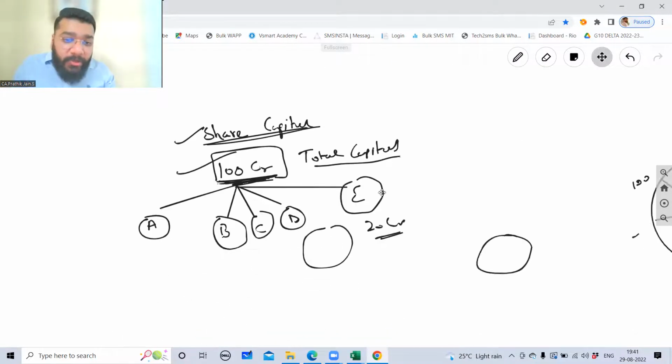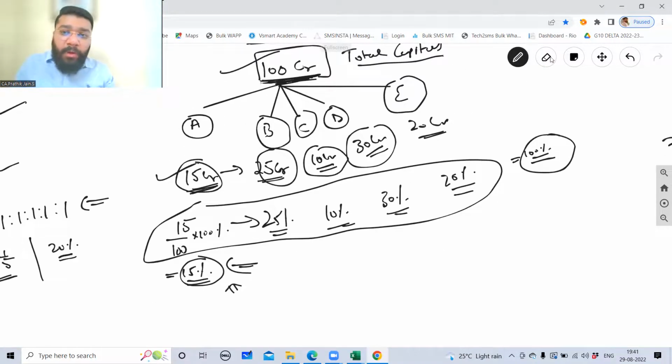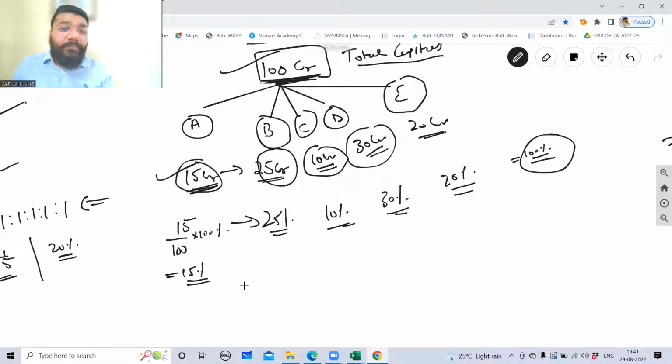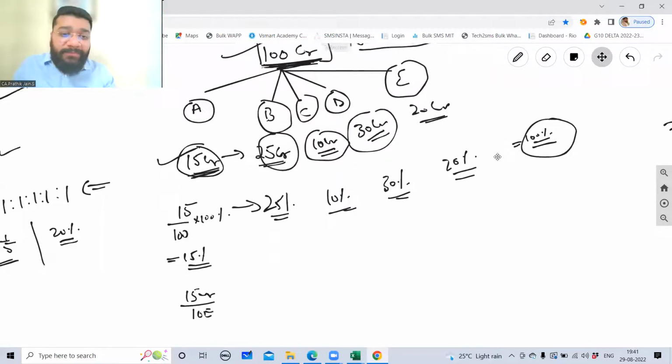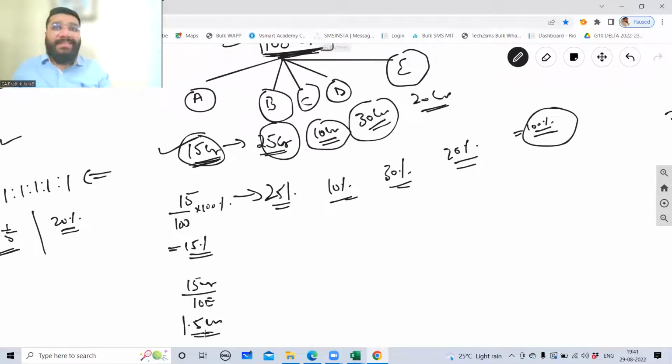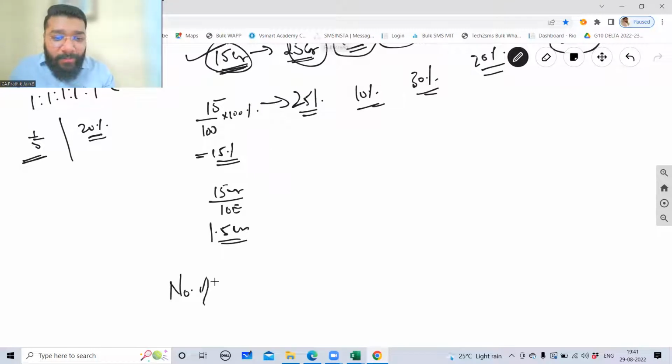10 rupees. So if I want to know how many shares A has, can you tell me? 15 crore is the capital contributed. 15 crore divided by 10 rupees. So how many shares has he purchased? 1.5 crore shares. He has purchased 1.5 crore number of shares. For each share, he is willing to pay 10 rupees. So how much total money is contributed? 15 crore. So number of shares into face value is equal to capital.